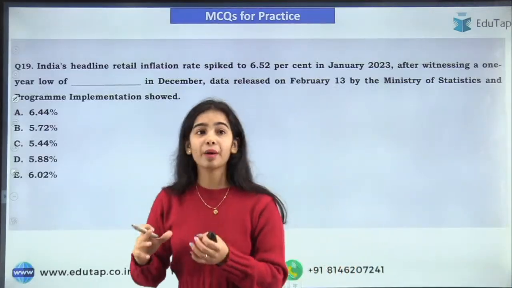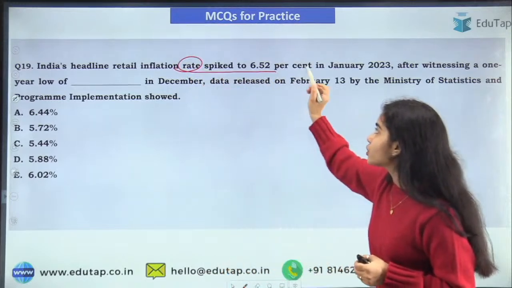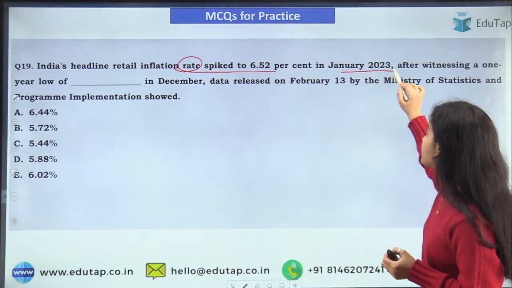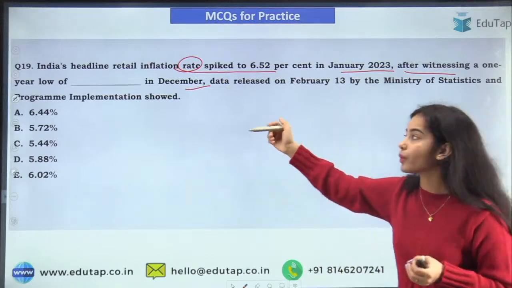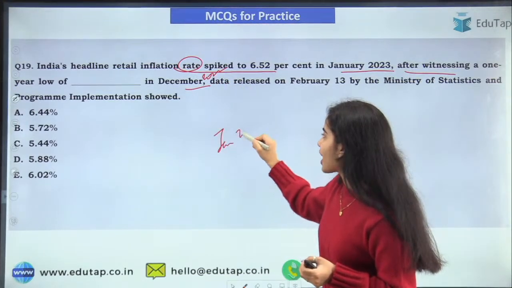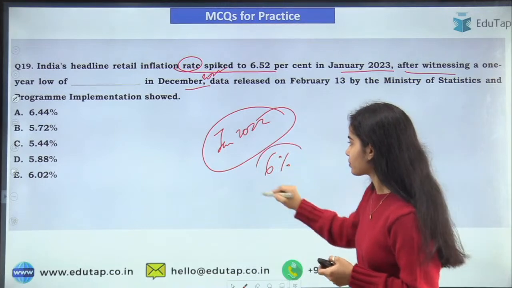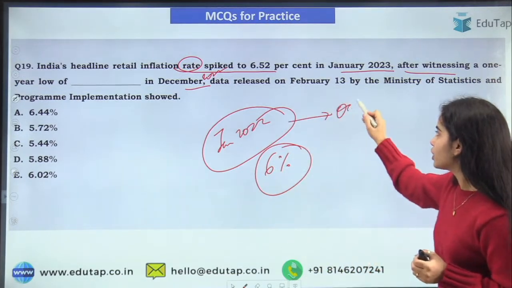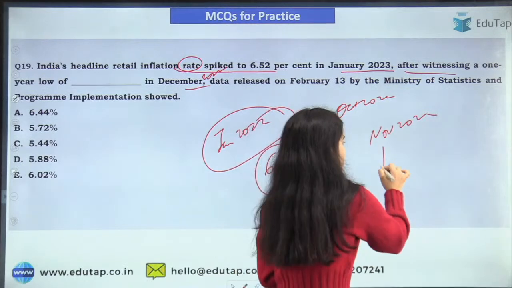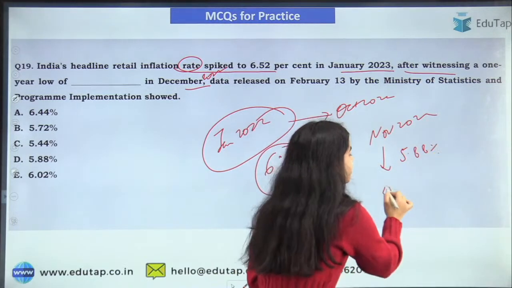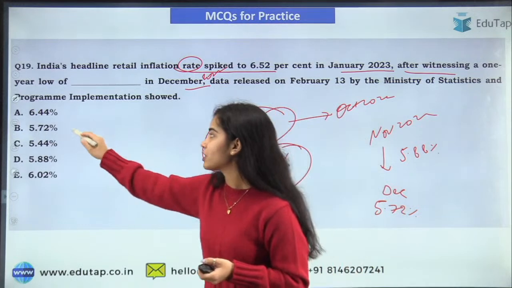Coming to the last second question of today's, here India's headline retail inflation rate spiked to 6.52% in January 2023 after witnessing a one-year low in December. So you have to tell in December 2022. Since January 2022, the inflation was above 6%, till October 2022. Then in November 2022, the inflation came down to the 6% mark, around 5.88%. And in December, it was at the lowest, at 5.72%. So here the right answer is 5.72%, that is B.